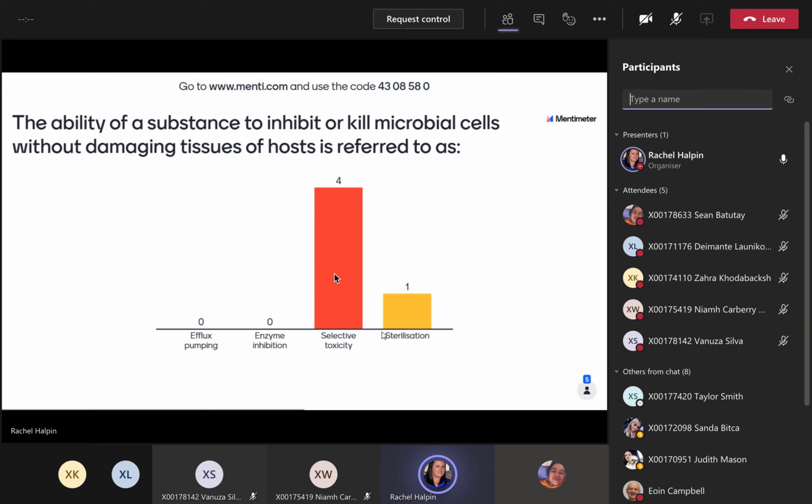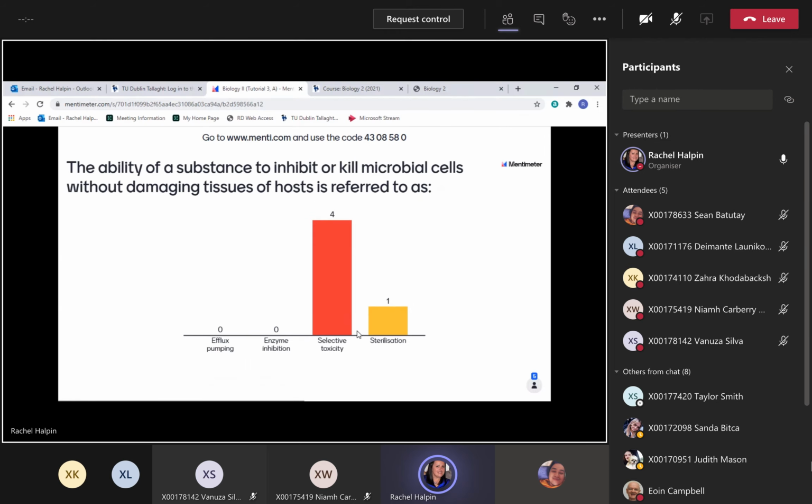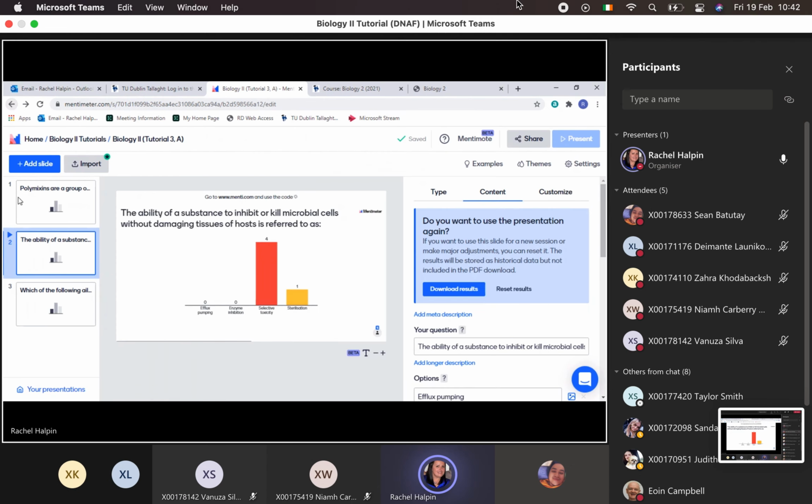Okay, guys, so sterilization is incorrect. Selective toxicity is the right answer. So it's basically like the magic bullet. We want to kill the disease-causing microbes, but we don't want to harm the host tissues. So well done, everyone who got that right.